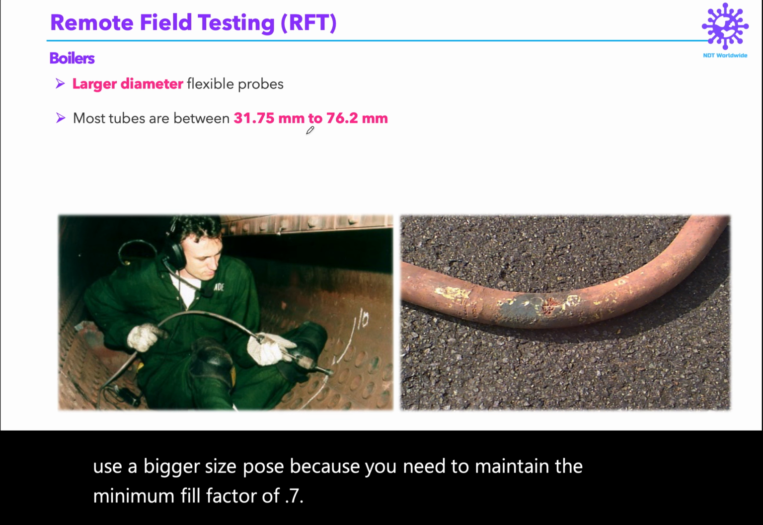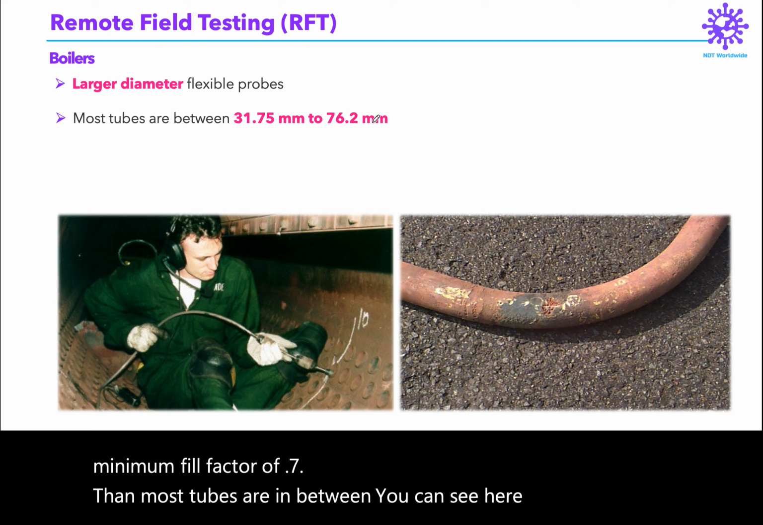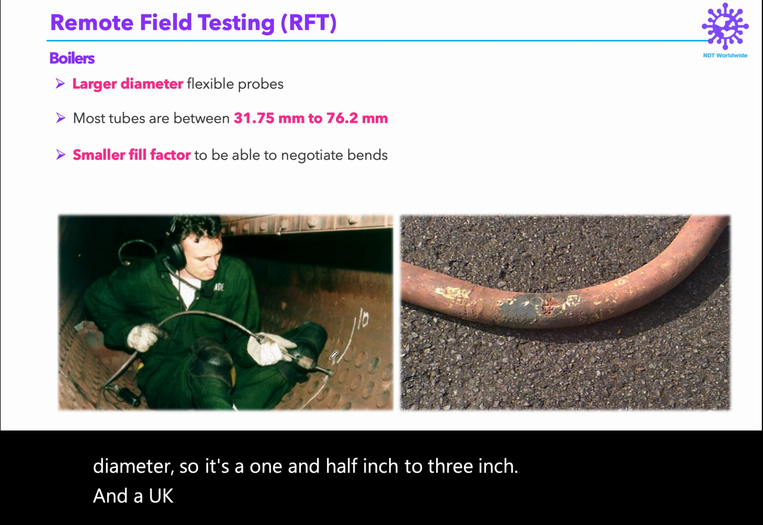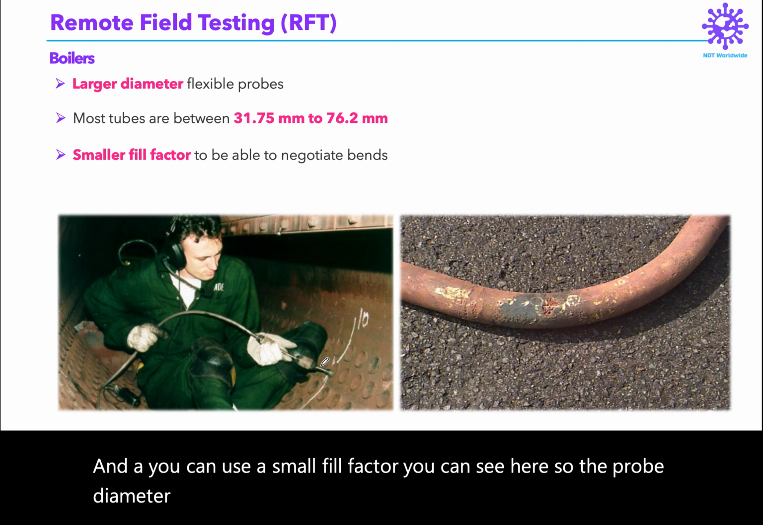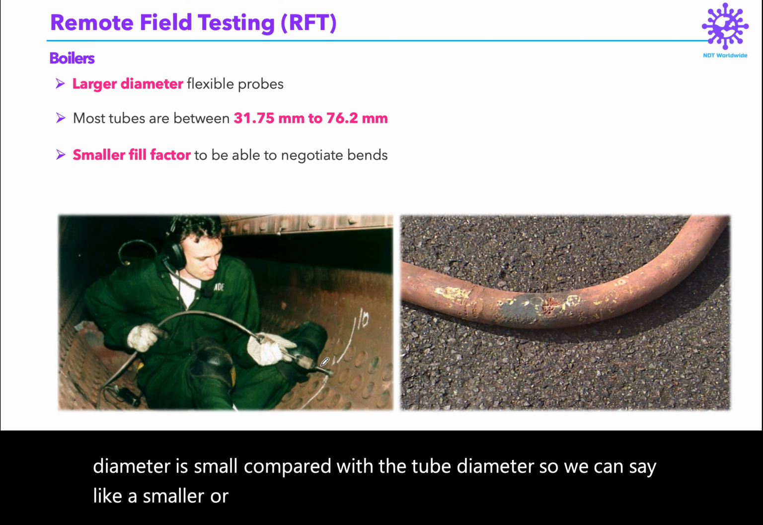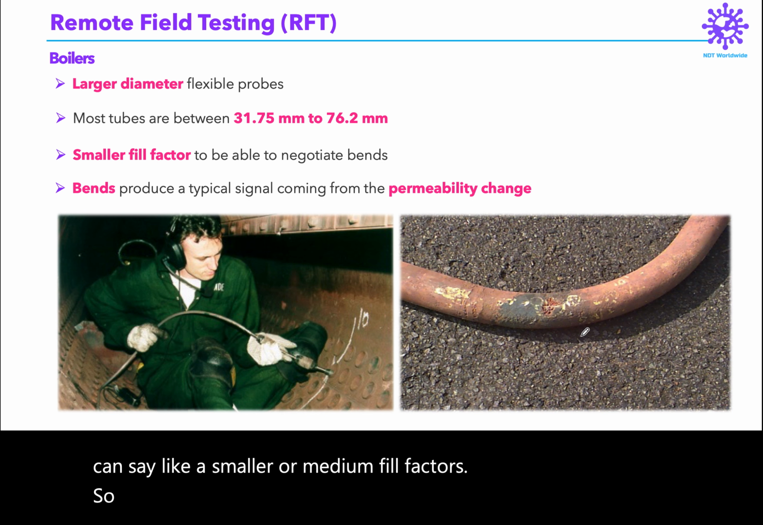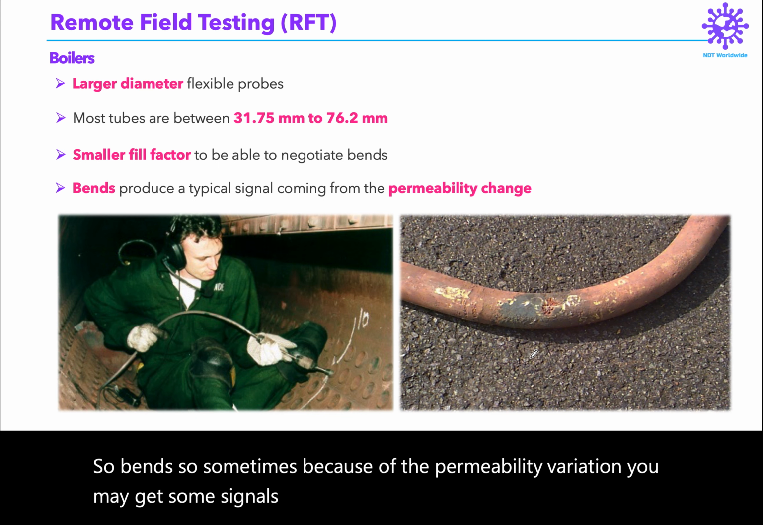Then most tubes are in between. You can see here a 3-inch diameter, so it is 1.5 inch to 3 inch, and you can use a small fill factor. The probe diameter is smaller compared with the tube diameter, so we can say smaller or medium fill factors. For bends, because of the permeability variation you may get some signals, or sometimes you need to go for trials.